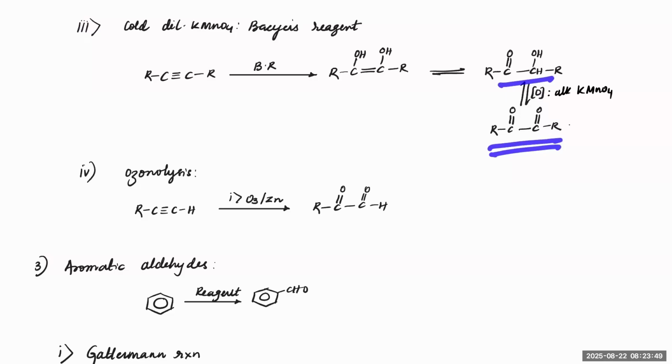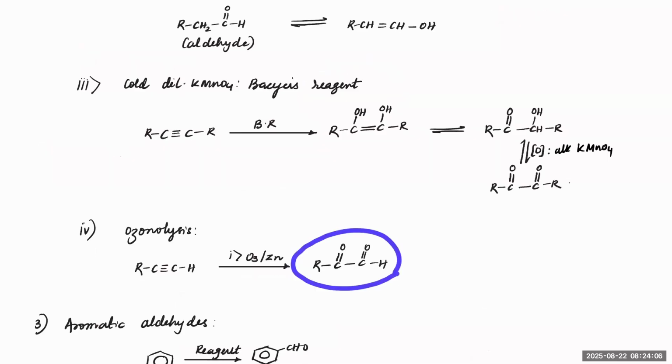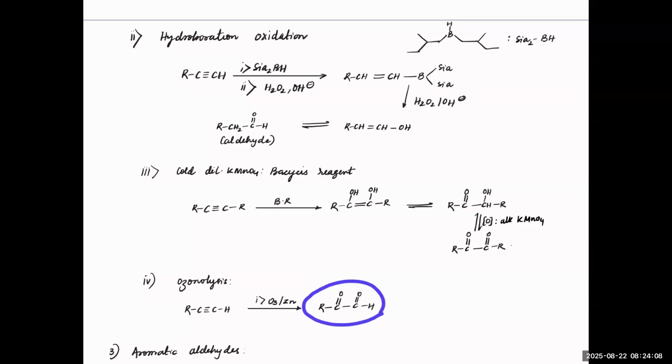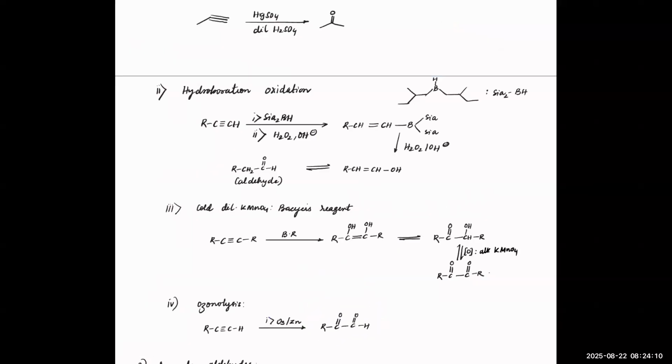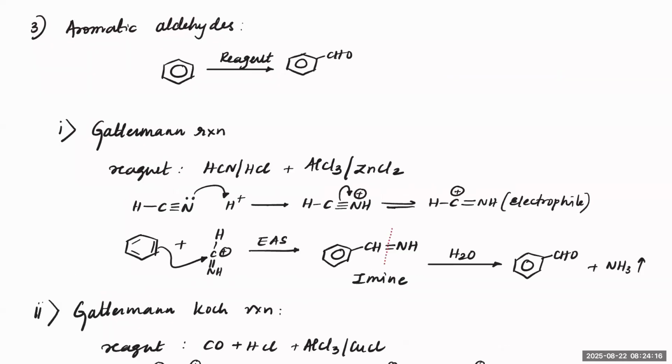Next, you could perform ozonolysis to get the same product. Reductive ozonolysis will always help in removing these two pi bonds, but the sigma bond will remain, converting that into keto form. Okay. So any problem with the preparation from alkynes? Next is preparation of aldehydes, specifically aromatic based.